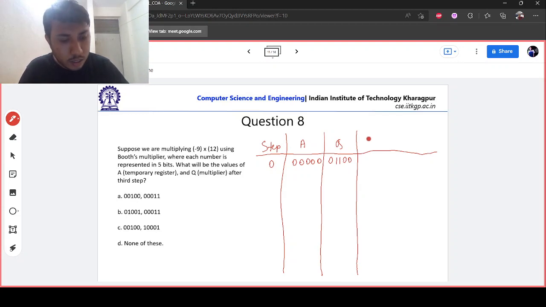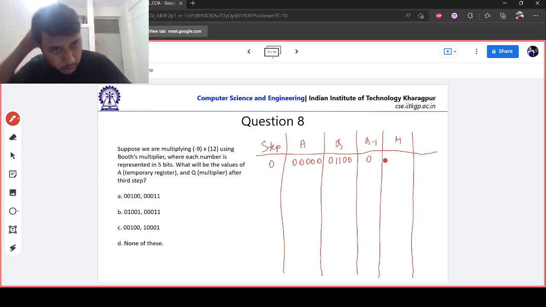Next is Q minus 1. So Q minus 1 will be initialized as 0, and then there is M. M will be represented by minus 9.